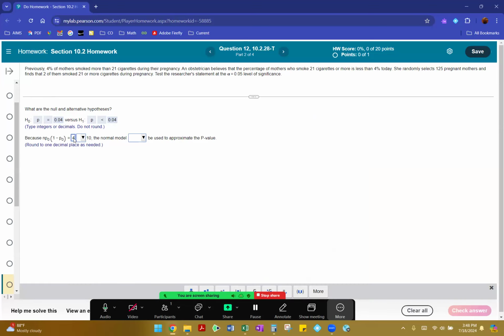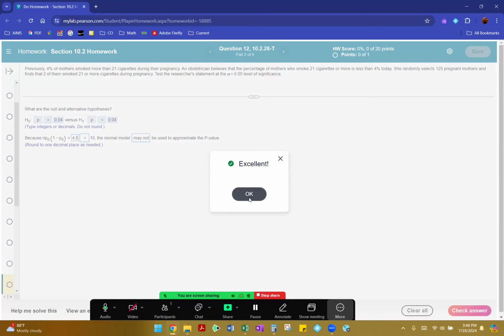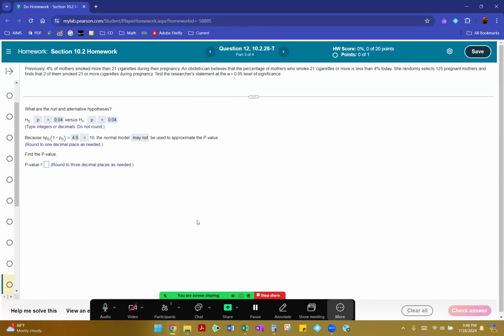So let's plug that in here. 4.8, of course, is a number smaller than 10. It's got to be a number equal to or greater than 10 if we can use the normal probability model. So since we did not get a number equal to or greater than 10, we cannot use the normal model to approximate our p-value. So let's check that. And then the next question was, of course, finding the p-value. So let's take a look at how we can do that calculation.